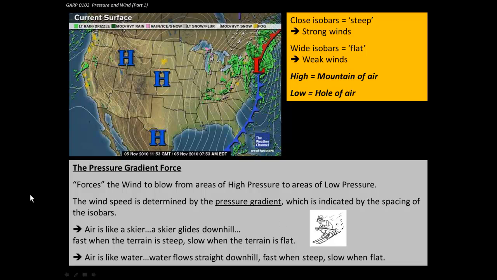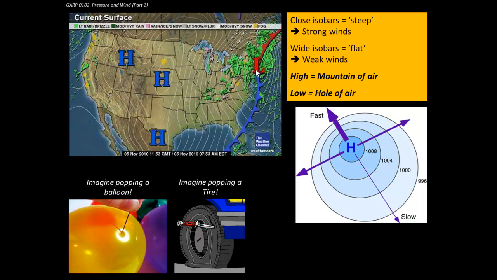Or you could think about air being like water. Always water flows straight downhill. It flows fast when it's steep. It flows slow when it's flat. Your weather map shows you the hills of air, if you will, and shows you the holes of air. And air flows from the hills, down the slope, down the gradient into the lows. And you can just play that game pretty much with every weather map.